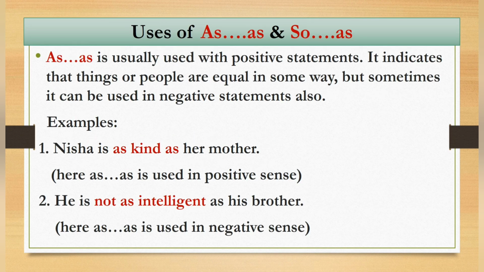Now we will discuss the uses of as and so as. As is usually used with positive statements. It indicates that things or people are equal in some way. But sometimes it can be used in negative statements also. Examples, Nisha is as kind as her mother. He is not as intelligent as his brother.